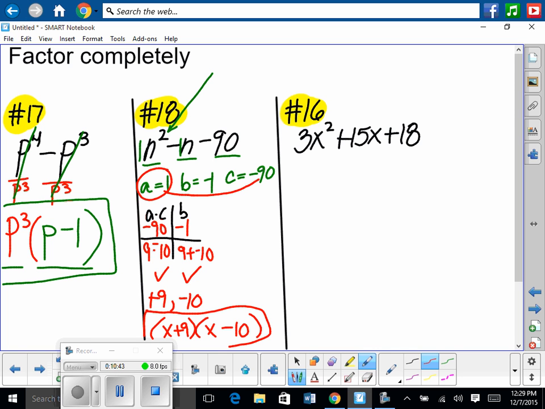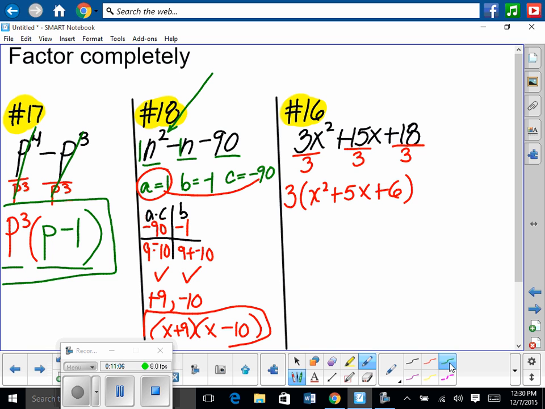All right, moving on. We have 3x squared plus 15x plus 18. Now, if you look at this, the first thing I always do is factor out the greatest thing in common. So in each term, there is a 3. So I'm going to factor out a 3. Now, what's left? Divide each term by what you pulled out. Left is x squared plus 5x plus 6.